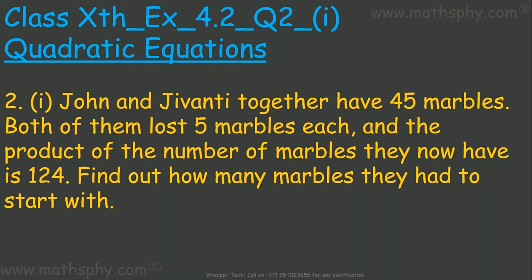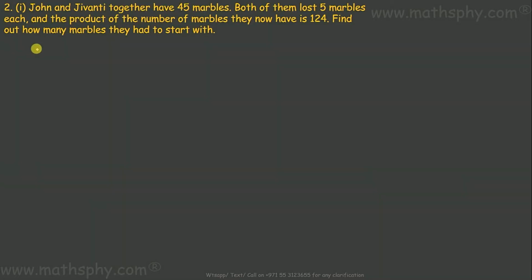This question here says, John and Jivanti together have 45 marbles. Both of them lost 5 marbles each, and the product of the number of marbles they have now is 124. Find out how many marbles they had to start with. Suppose John has X number of marbles. In that case, Jivanti will have 45 minus X marbles.